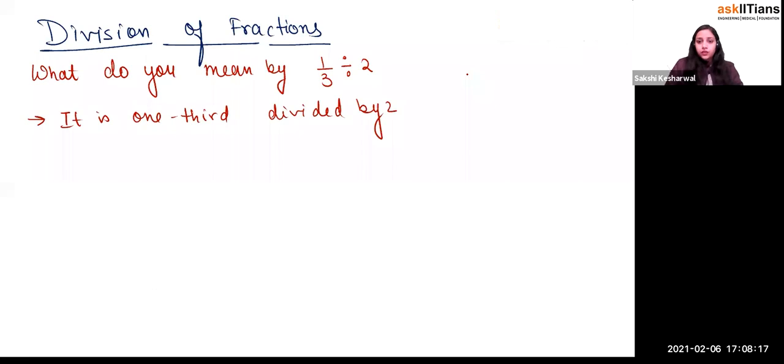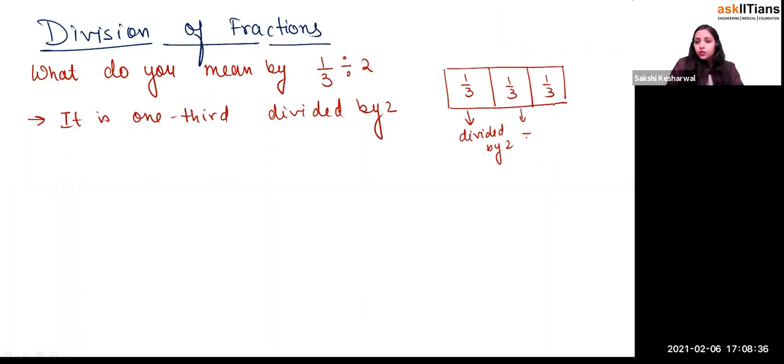So see over here, this is one full object, right or not? I have divided it into 3 equal parts. So this part will be 1 by 3, this part 1 by 3, and 1 by 3. Now each 1 by 3 is divided by 2. This is also divided by 2, and this is also divided by 2.